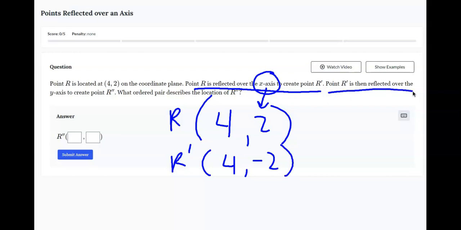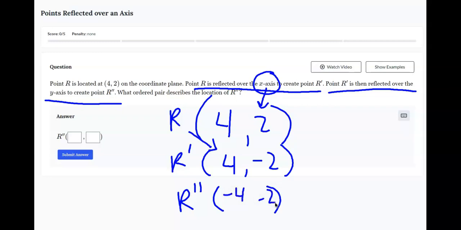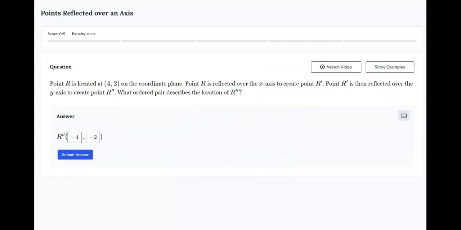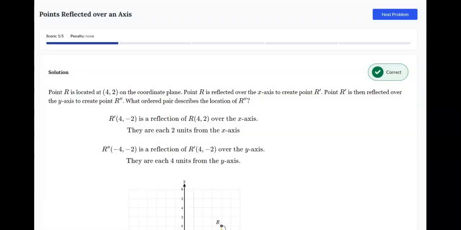Then we're going to take R prime and reflect it over the y-axis to create R double prime. And when you reflect over the y-axis, you change the x-coordinate. This is the ordered pair for R double prime: (-4, -2). Read the directions carefully and perform them in the order in which they are written.